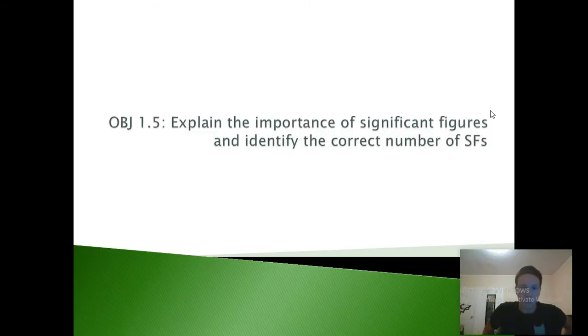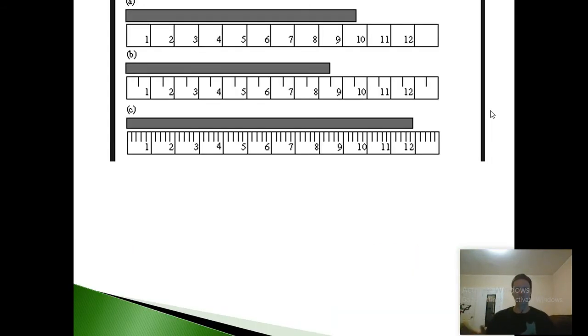All right, today we are going to talk about the importance of significant figures and identify the correct number of significant figures. So first, I want you to take a look at this set of rulers. There are these gray lines. Which of these rulers do you think is best?